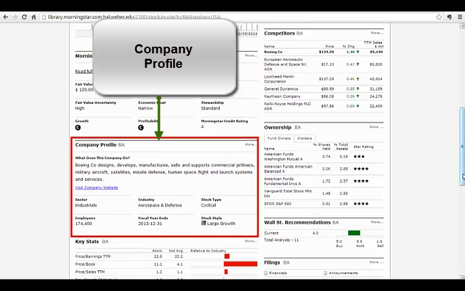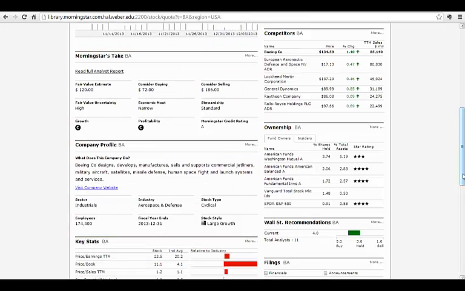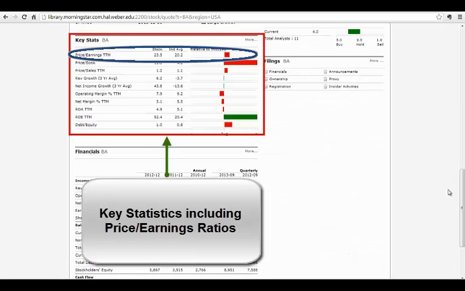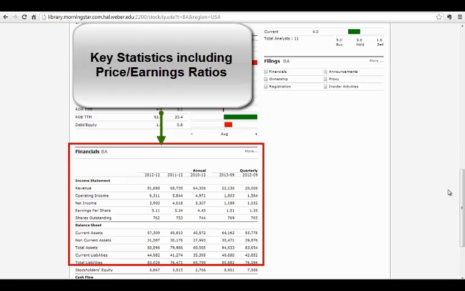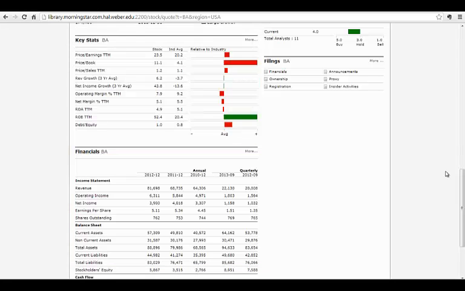Down here you get a general profile of the company. Then scrolling down a little further, you can get the key stats on the company, including the price to earnings ratio for the previous 12 months. Then at the bottom of the page, you get an overview of the company financials.